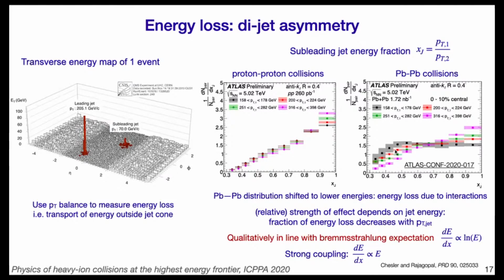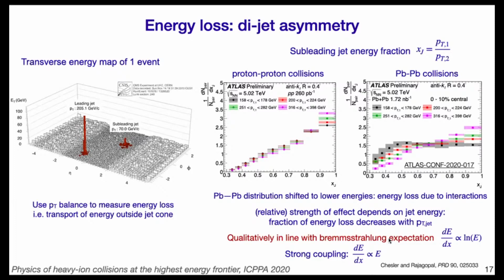And if you then go up in energy, that is what the different colors are, and that is the new result in this plot, you see that this energy balance slowly becomes restored, which shows that the relative effect of this energy loss decreases as a function of energy, and that is qualitatively in line with expectations. This is in line with the Bremsstrahlung expectation, where the energy loss does not increase much with energy, so it goes with the logarithm of the jet energy. And it's, for example, different in a strong coupling picture where the energy loss will be linear with the energy.